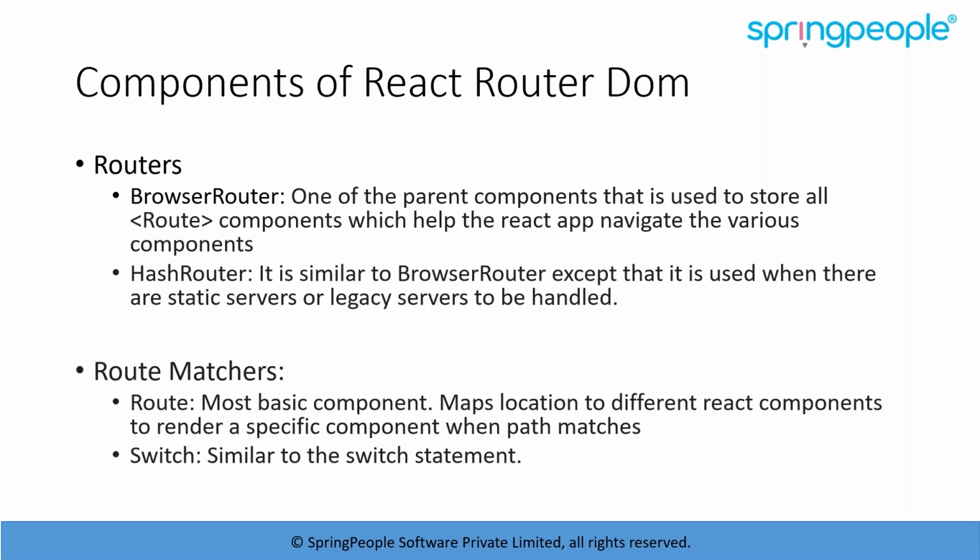So what are the components of your React Router DOM that we are going to be working with? When you're working with your React Router, there are 3 major components that we work with. The first one is routers. There are multiple types of routers that are given to us. There are 2 basically, as you can see. One is called the browser router, and the other one is called the hash router.